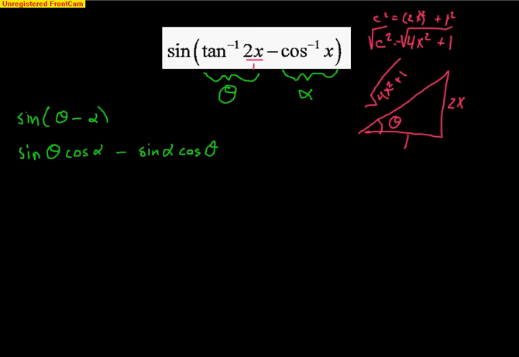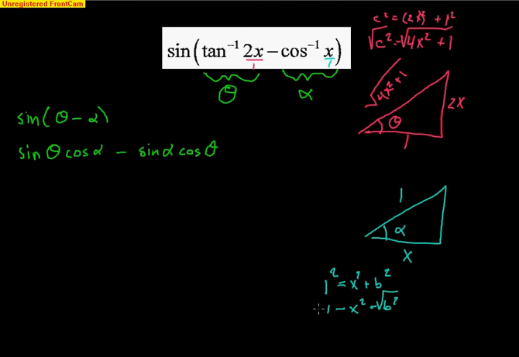Let's draw a picture of alpha. So here we go. There it is. According to cosine, that is adjacent x over hypotenuse 1. Remember that x could be x over 1, adjacent over hypotenuse. So let's see what this missing side is. 1 squared equals x squared plus b squared. That's 1 minus x squared equals b squared. Square root. So this missing side right here is the square root of 1 minus x squared.